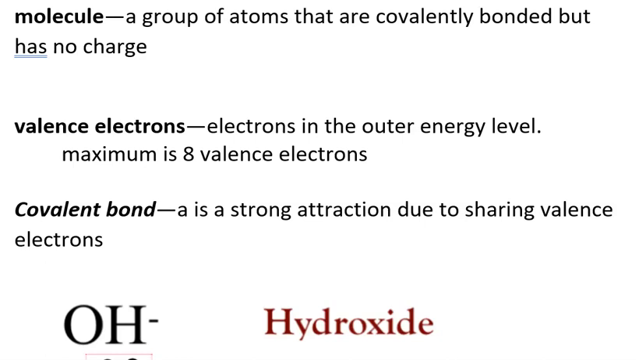And the maximum number of valence electrons will be 8. You can't have more than 8. You can have less than 8, but not more than 8. For the most part, atoms want to gain or lose electrons to have 8 valence electrons.